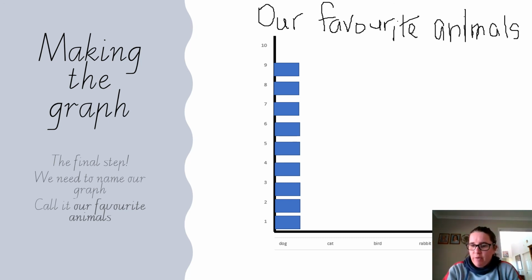We have added everything. We have our axis lines. We have our categories, which is what we're looking for. We have our numbers, so we know how many. We filled in our data, and we gave it a name. So look at that. You have made your first ever graph all by yourselves.